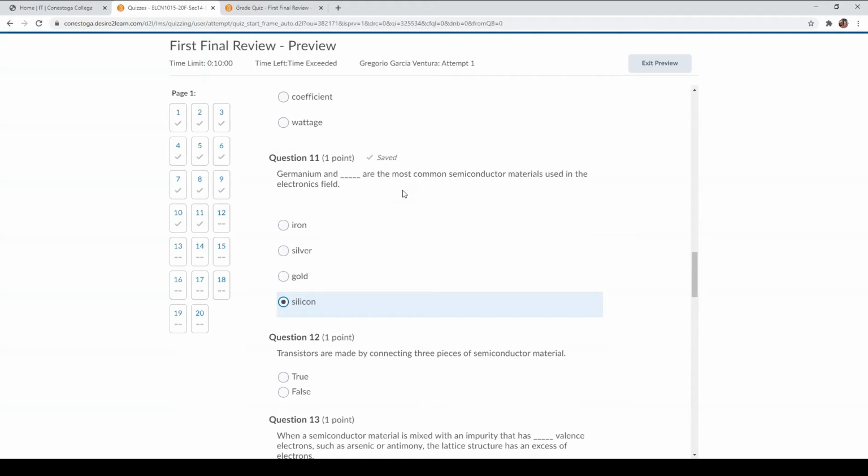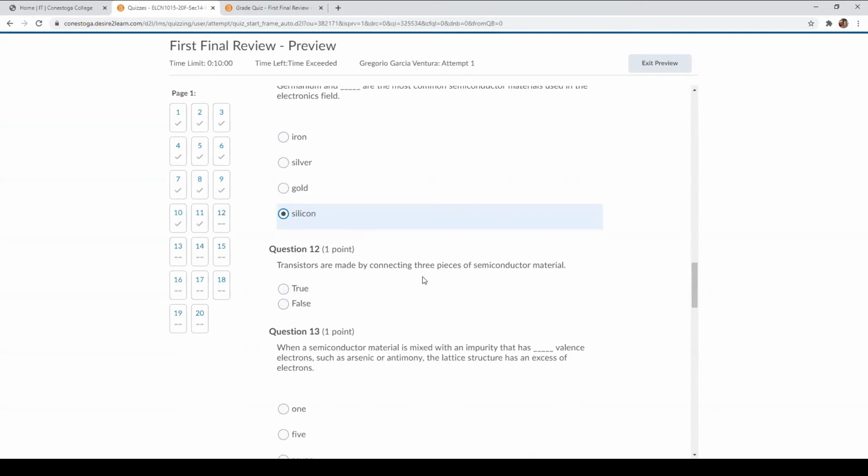Okay, so the next question is, transistors are made by connecting 3 pieces of semiconductor material. And that is absolutely true, because in the case of a transistor, it can either be NPN, which means negative, positive, negative, or it can be PNP, which means positive, negative, positive.